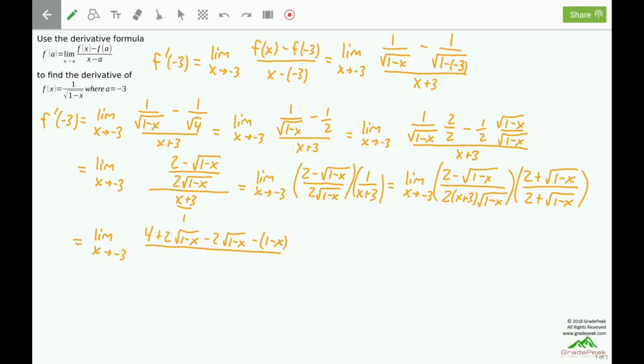The outside and inside terms of a FOIL of a root conjugate will always cancel. They're equal value and opposite signs, so let's cancel those out. In the denominator, we're going to have a 2 times an x plus 3 times the root of 1 minus x times a 2 plus the root of 1 minus x. We're not going to distribute or FOIL that because that is not a root conjugate pair. Just keep them all multiplying each other.